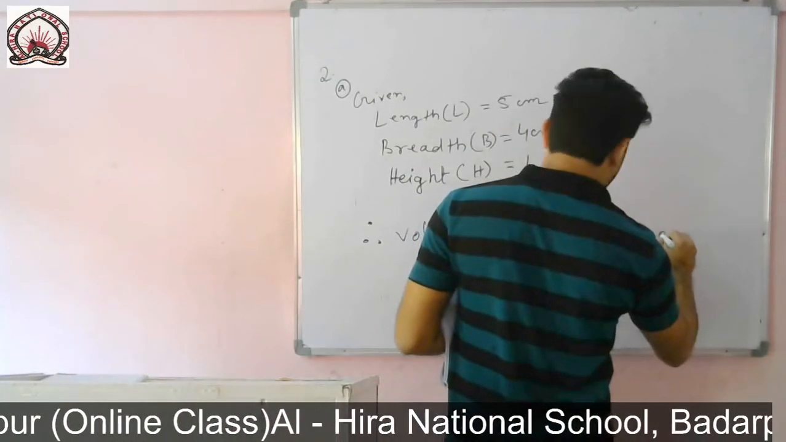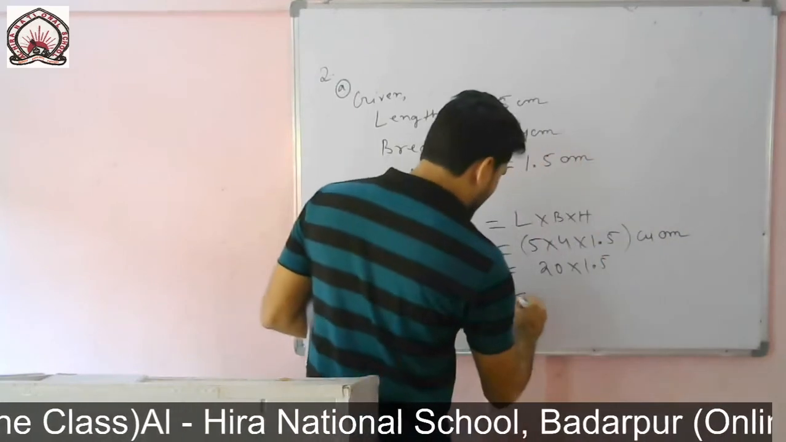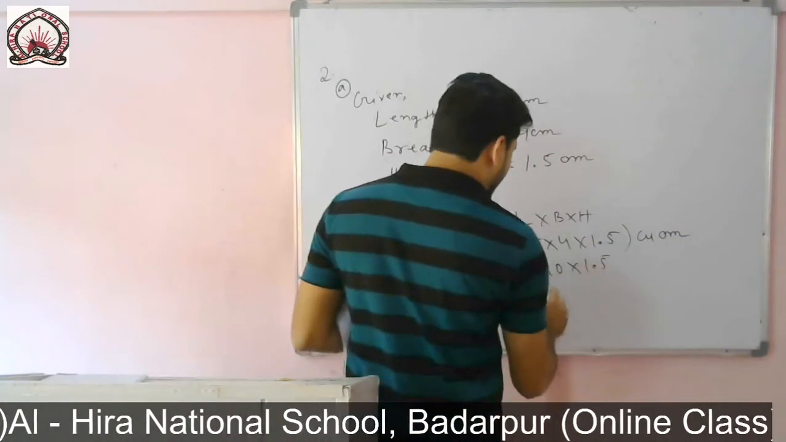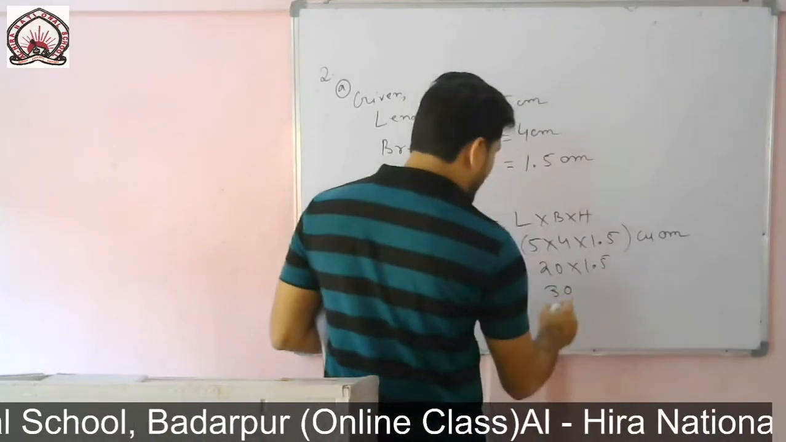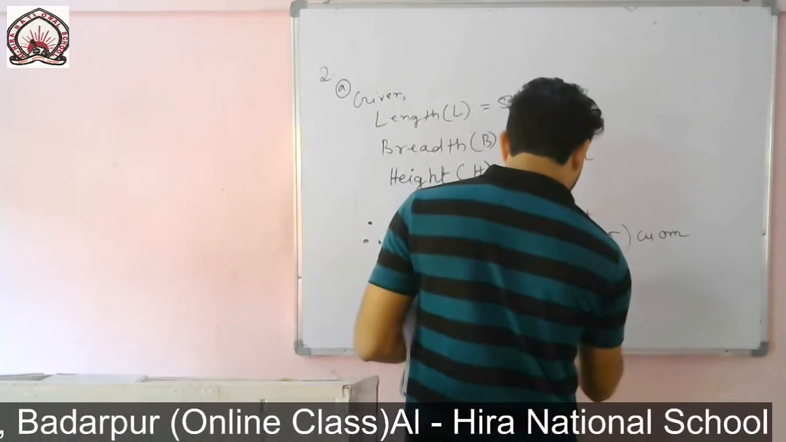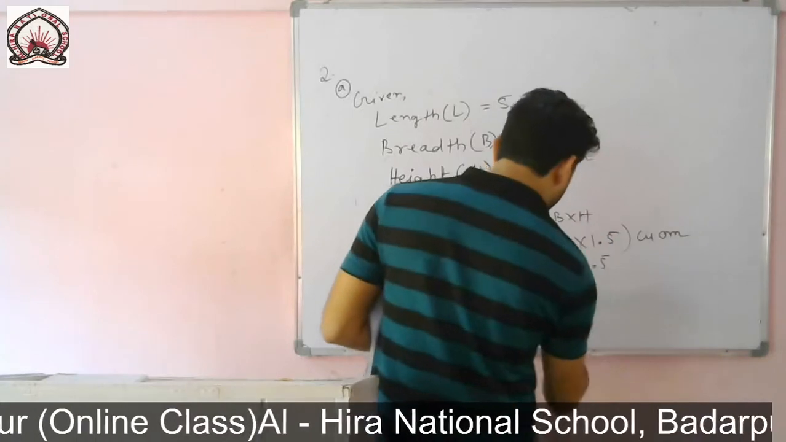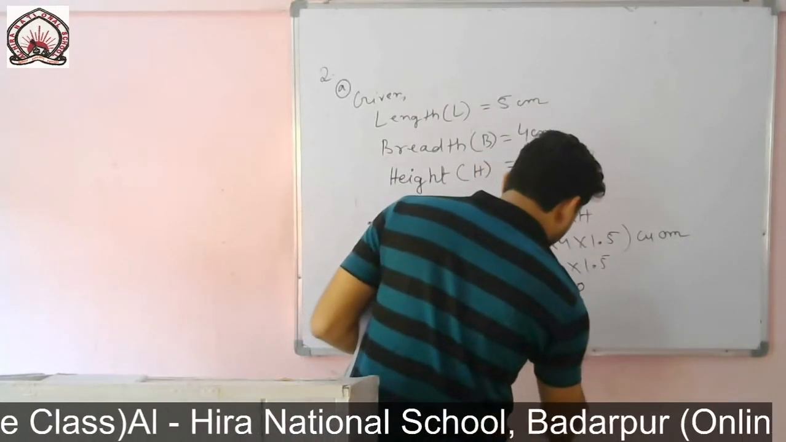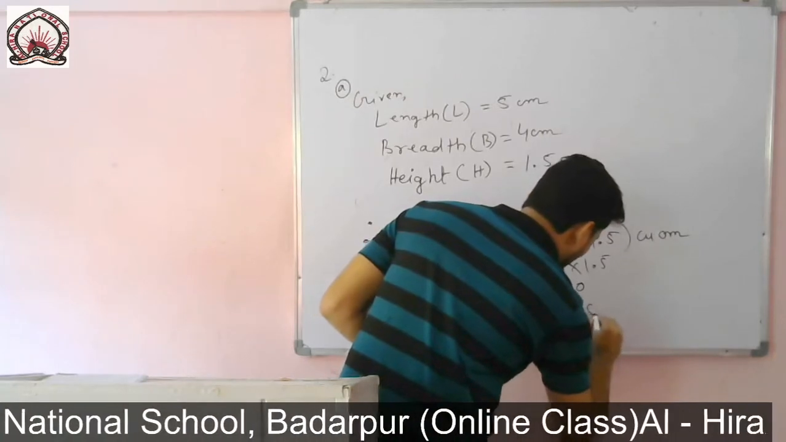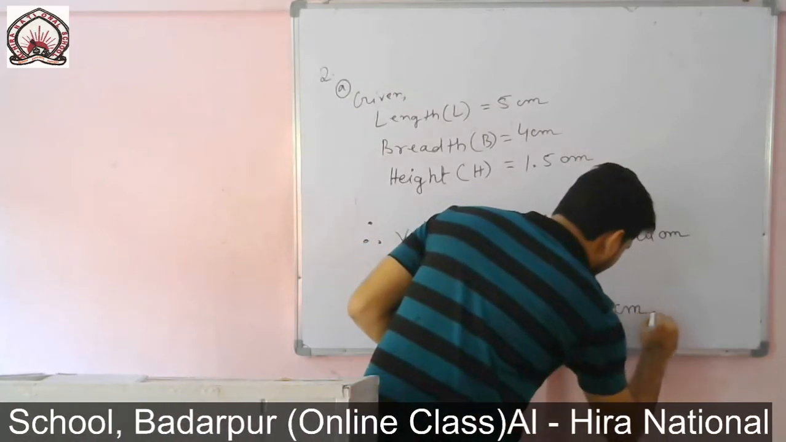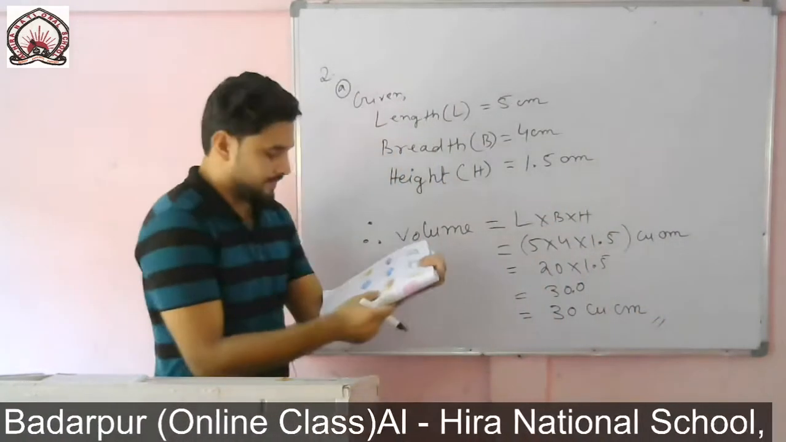cubic centimeter. Okay, so 15 to that 30. Okay, one point is there, so the point will come like this, right? 30. Okay, if you multiply, then you will get 30 cubic centimeter. Okay, that is the answer.